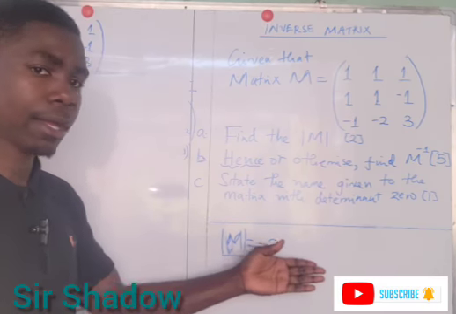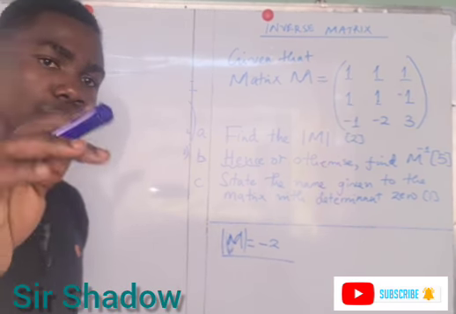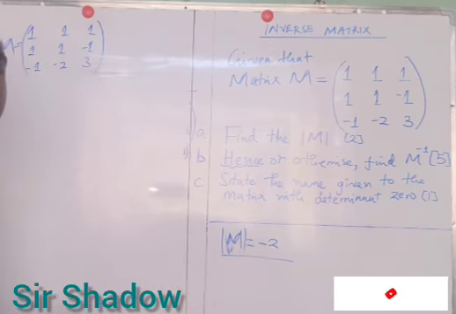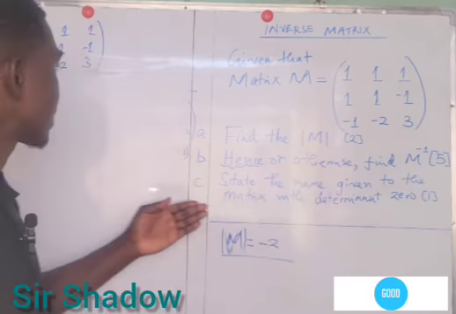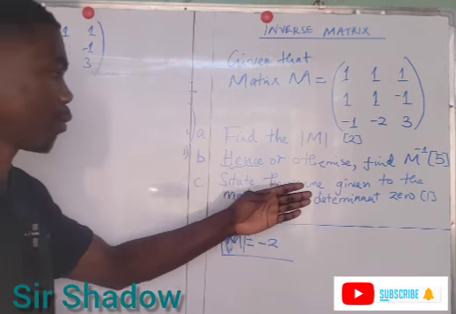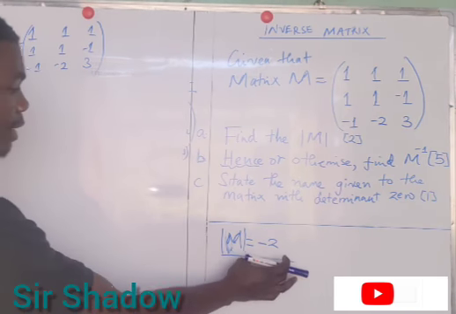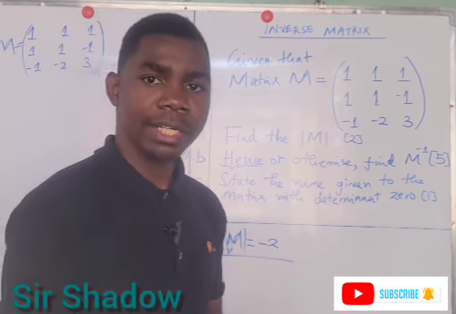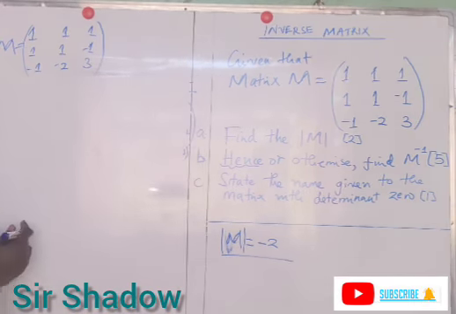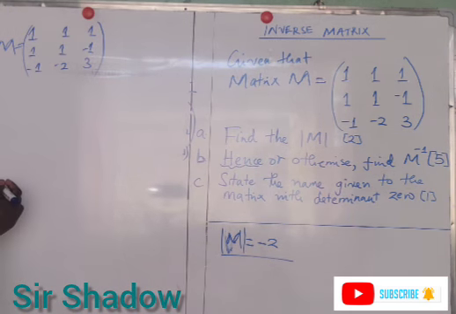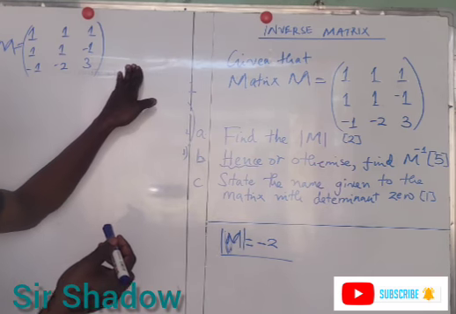We have calculated the determinant of matrix M, which is negative 2. So we are going to use this determinant in order to find the inverse of matrix M, and we keep it to implement at the end of the working. First of all, we have to find what we call the matrix of minors.